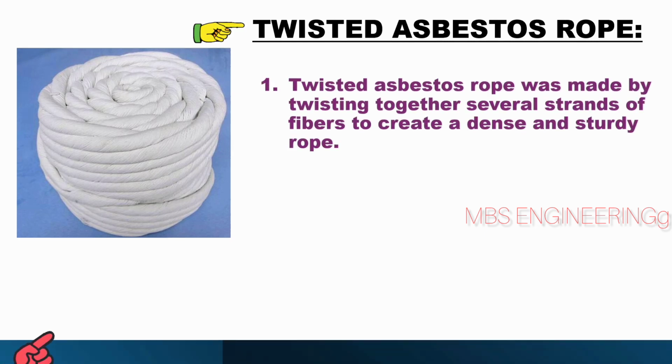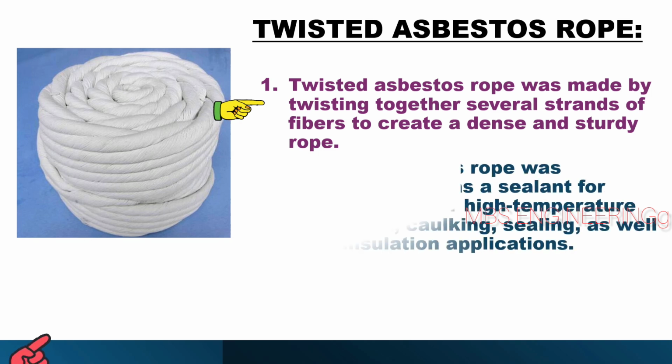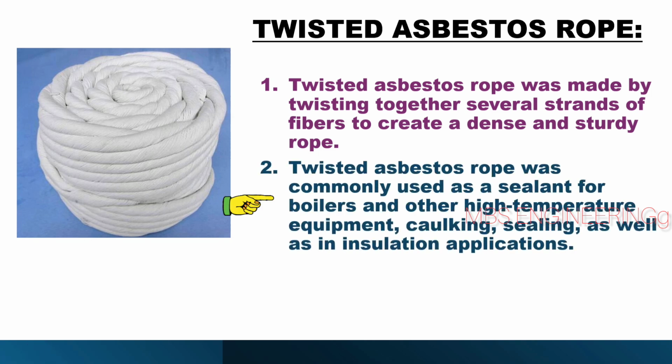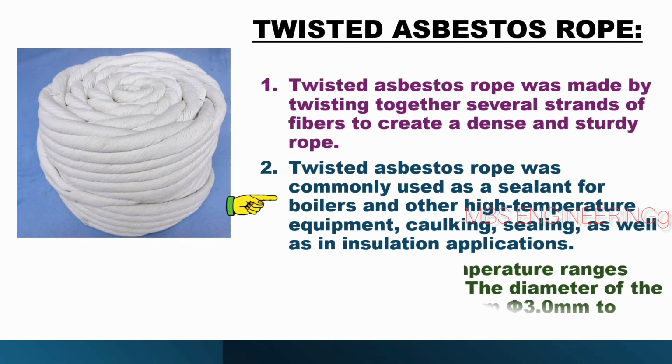Next, we will learn and understand the twisted asbestos rope. The first point is, twisted asbestos rope was made by twisting together several strands of fibers to create a dense and sturdy rope. The second point is, twisted asbestos rope was commonly used as a sealant for boilers and other high-temperature equipment, caulking, sealing, as well as in insulation applications.